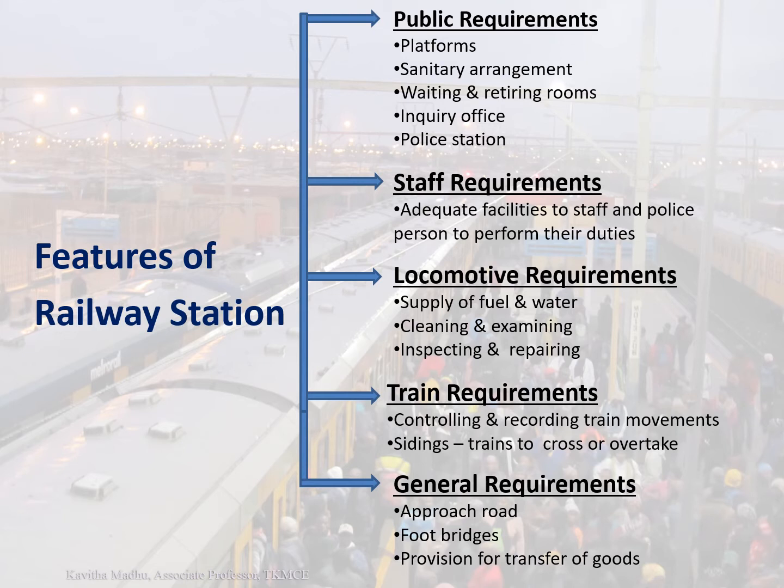So there should be adequate provision for booking of tickets, then goods and passenger platforms with or without shed should be there, then proper arrangement for drinking water should be there, then there should be suitable lighting and ventilation systems, there should be waiting rooms and retiring rooms, then sanitary arrangements and bathroom facility should be there, then public telephone booth, refreshment rooms, telegraph office, inquiry office, etc. Like these facilities are required.